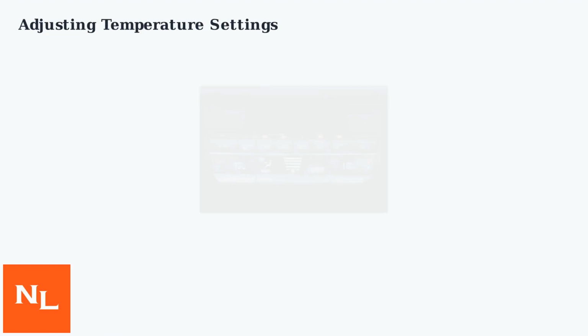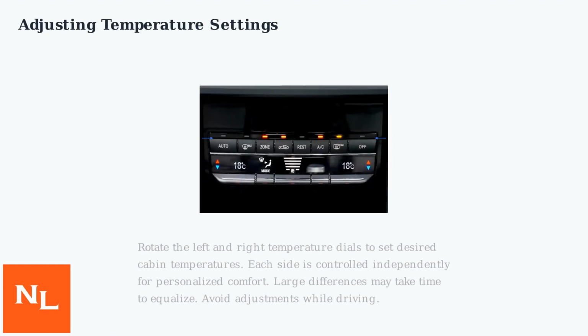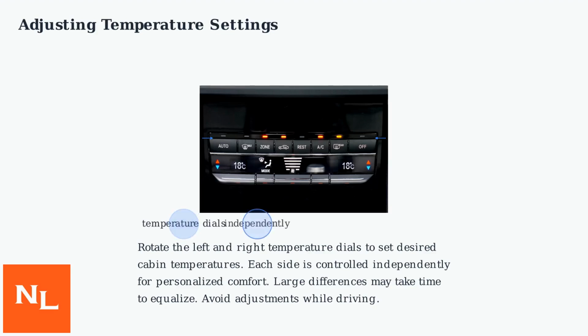To adjust the airflow temperature in the W245 B-Class, rotate the left and right temperature dials marked in Celsius or Fahrenheit to your preferred settings. The system uses potentiometers to send signals to the heater control module, which regulates coolant flow through the heater core.